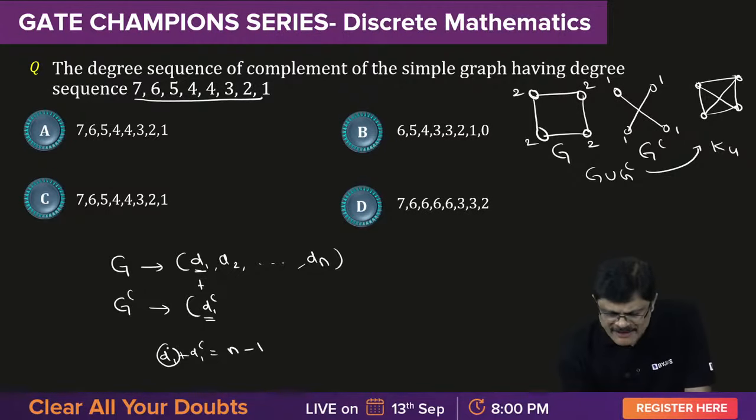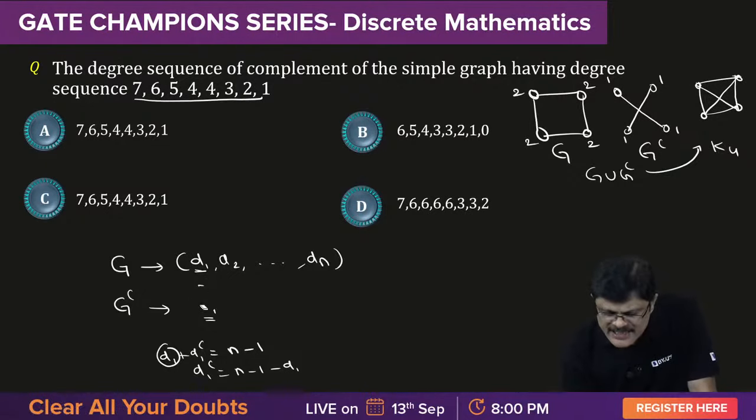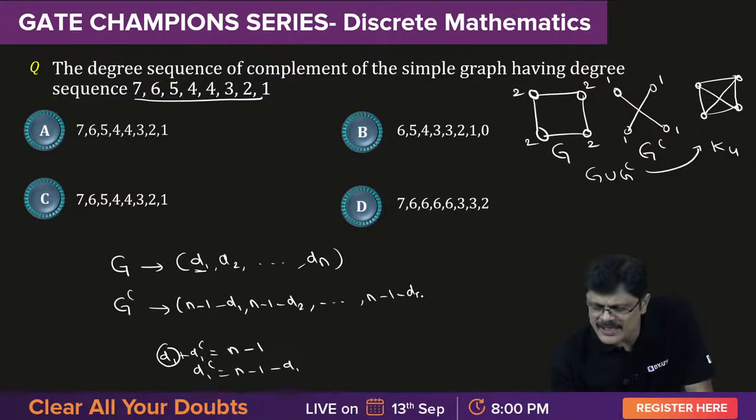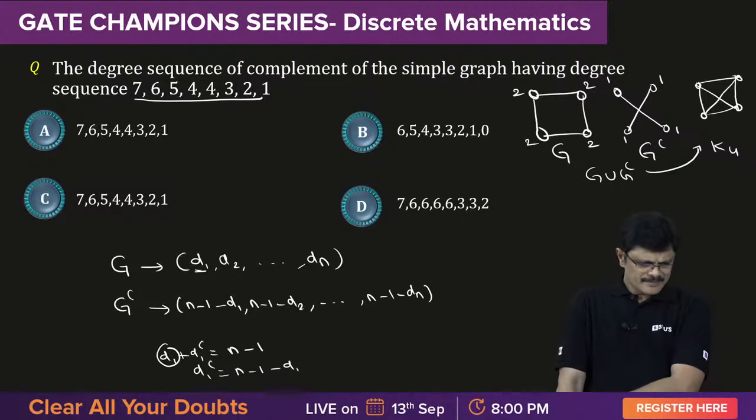So if D1 is given, how do we get D1 complement? It is n minus 1 minus D1. So the degree sequence of the complement graph is given by n minus 1 minus D1, n minus 1 minus D2, and so on, n minus 1 minus Dn. Am I clear?